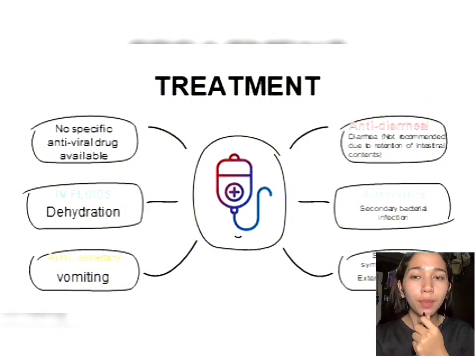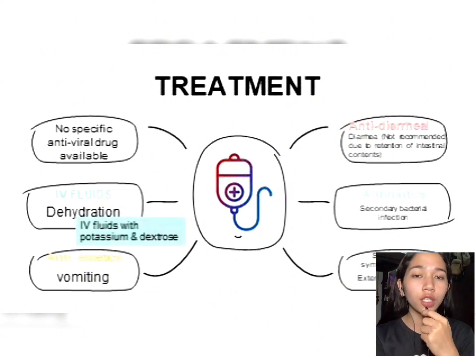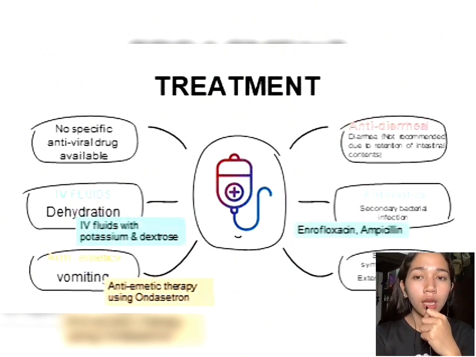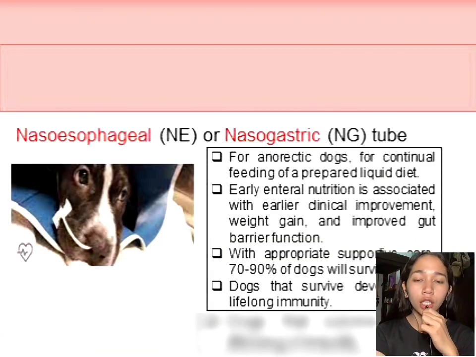IV fluids with balanced electrolyte solutions such as potassium and dextrose, antiemetics using ondansetron, antibiotics like enrofloxacin and ampicillin, and also a nasoesophageal or nasogastric tube can be used. For anorectic dogs, this is used for continual feeding of a prepared liquid diet, because early enteral nutrition is associated with earlier clinical improvement, weight gain, and improved gut barrier function. So with appropriate supportive care, 70 to 90% of dogs will survive.